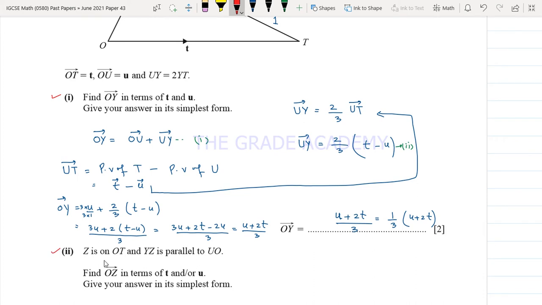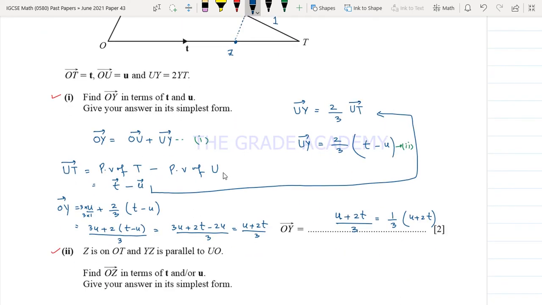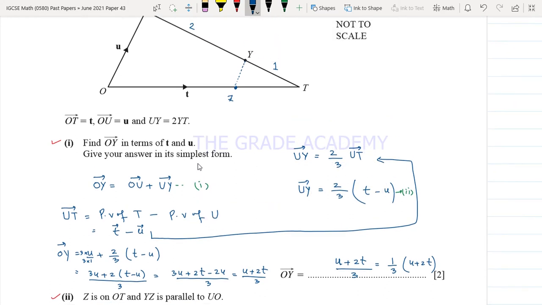Now the second part says Z is on OT and YZ is parallel to UO. So it says that Z is a point on OT such that YZ is parallel to OU. So what is the vector OZ? OZ is a vector which is parallel to T. So when two vectors are parallel, one vector will be equal to just a multiple of the other vector. So OZ will be equal to simply a multiple of T. So it will be equal to 2 times T or 1.5 times T or any multiple of T.